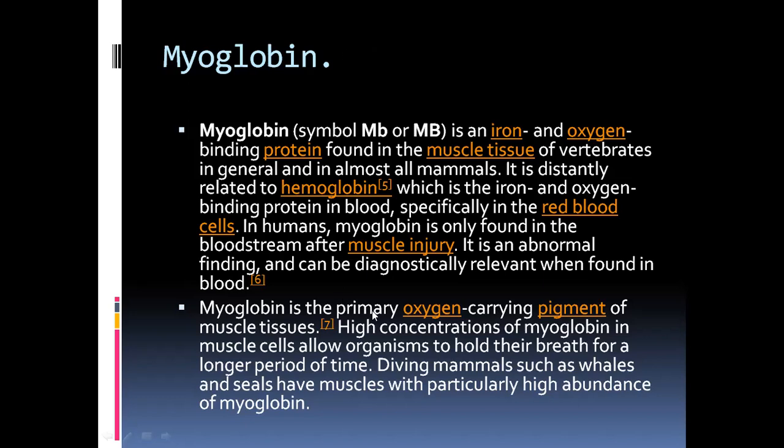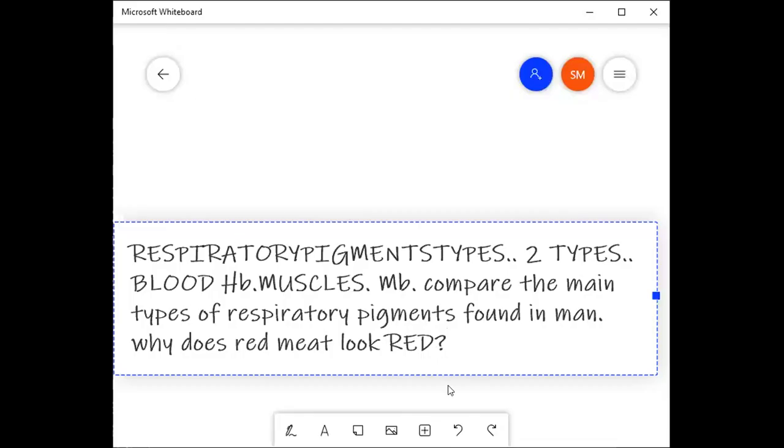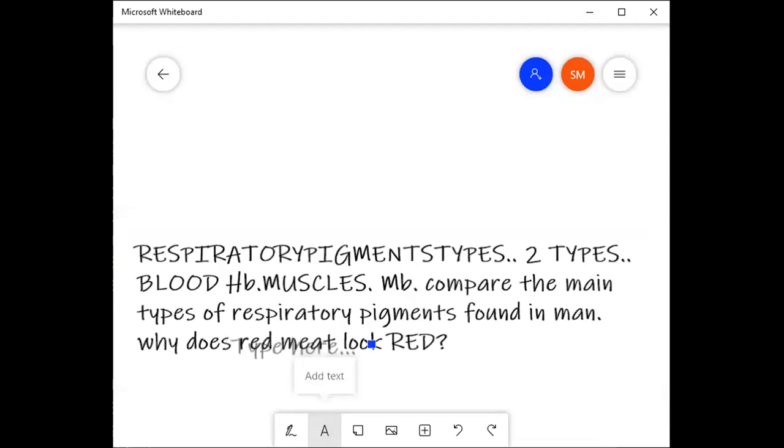Myoglobin is the primary oxygen carrying pigment of the muscle tissue. Primary means main. When we say primary, it means main. Now let me write about myoglobin first of all.